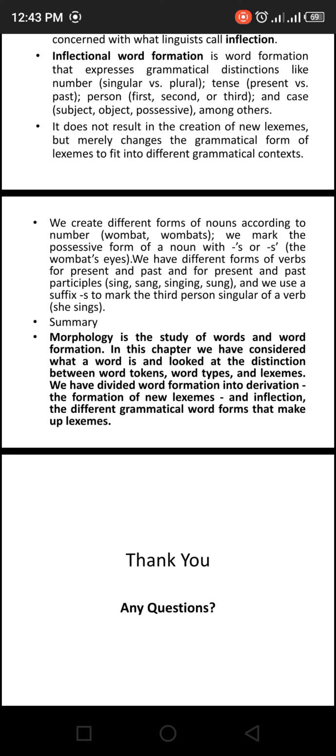So the crux of this chapter is that morphology is the study of words and word formation. In this chapter we have considered what a word is and looked at the distinction between word token, word type and lexemes. We have divided word formation into derivation, the formation of new lexemes, and inflection, the different grammatical word forms that make up lexemes. Thank you.